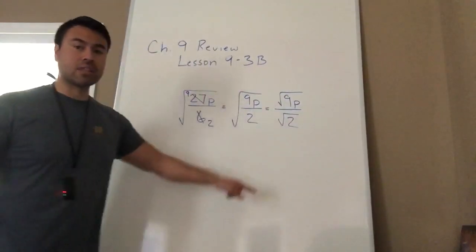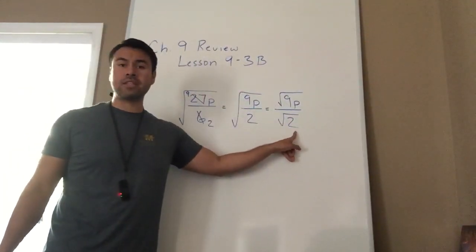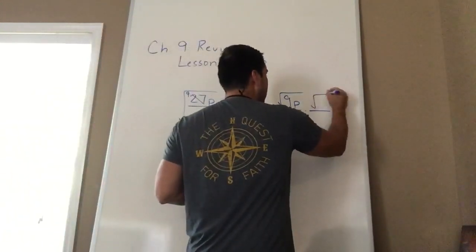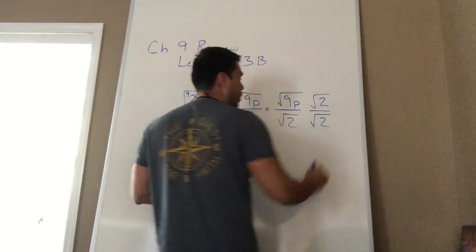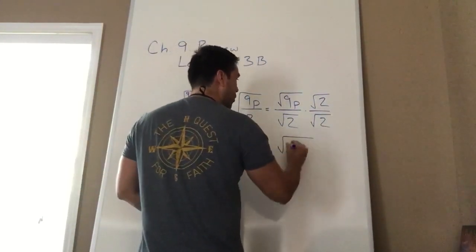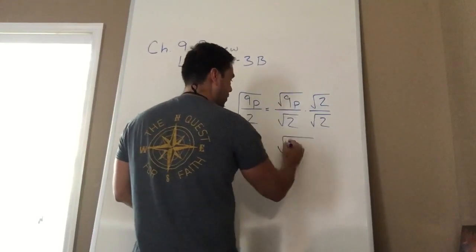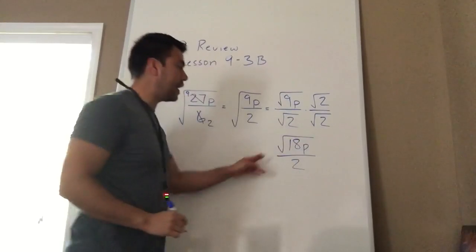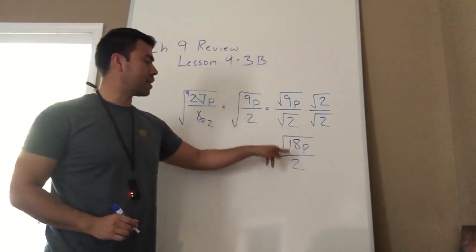So again, just like with the last problem, I have a radical in the denominator, and I don't want that. So I'm going to multiply the numerator and denominator by that square root of 2, which is going to leave me with down here the square root of, and yeah, you can simplify that, but the square root of 18p over 2. And then if I can simplify anything, I'm going to go ahead and do that.